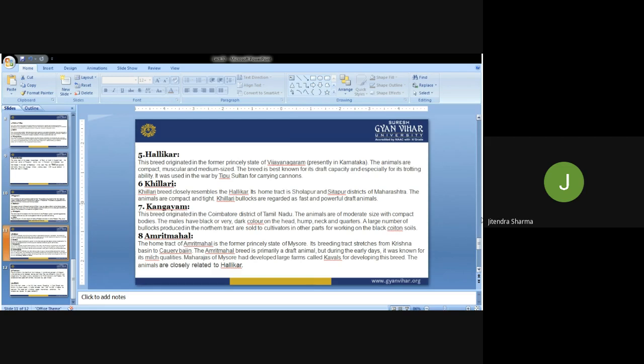black cotton soil. Then Amrit Mahal, whose home tract is the former princely state of Mysore. Its breeding tract stretches from Krishna basin to Kaveri basin. The Amrit Mahal breed is primarily a draft animal, but in early days it was known for its milk quality. The Maharaja of Mysore had developed large farms called kavals for developing this breed. The breed animals are closely related to the Hallikar, which means they resemble the Hallikar.